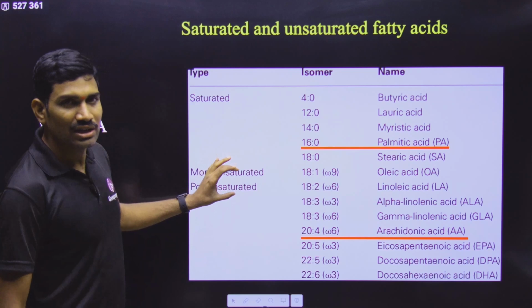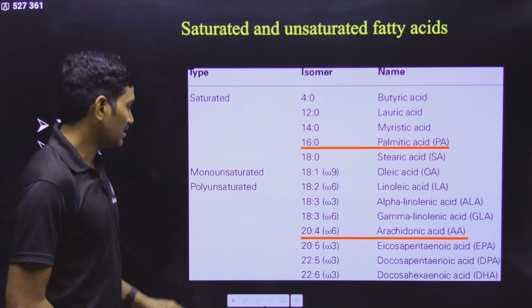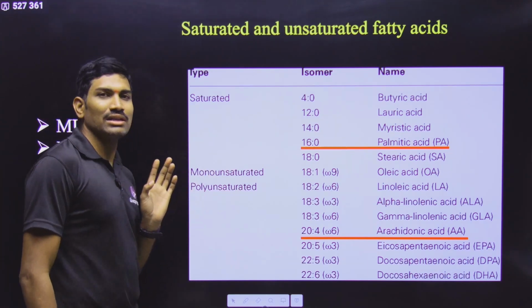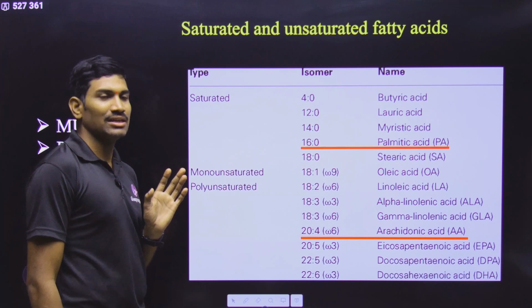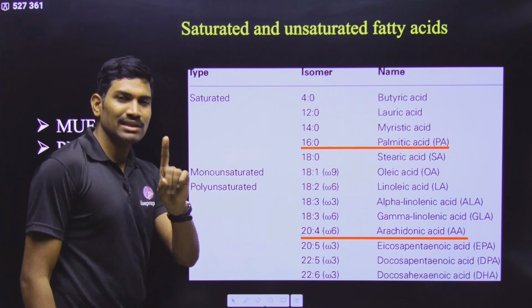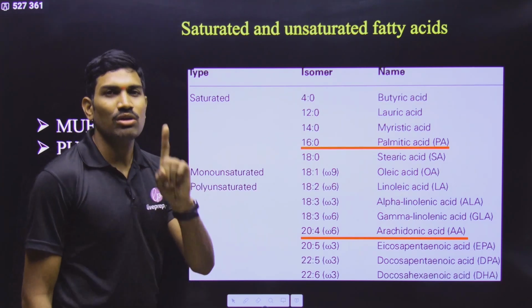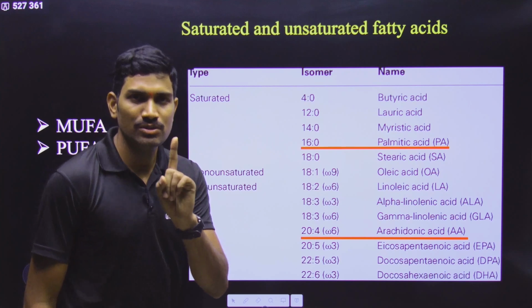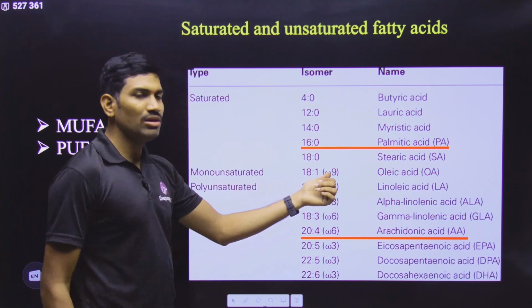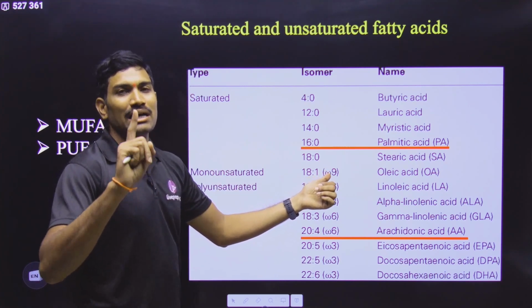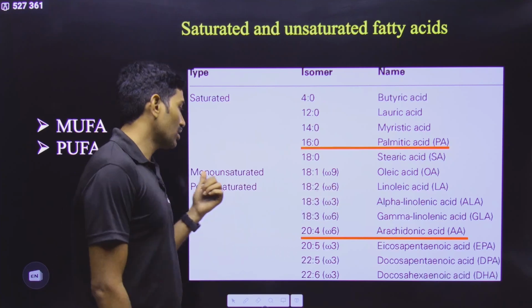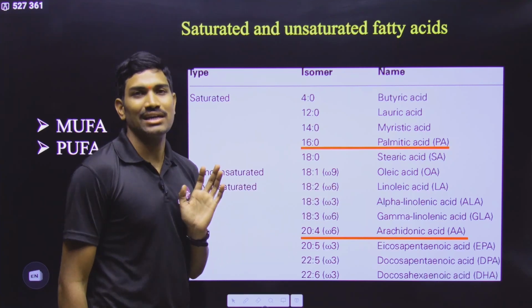And in the unsaturated, again two types of unsaturated are there: mono unsaturated and poly unsaturated. What is this mono? Mono means single. That means in the entire molecule, only one carbon-carbon double bond is present. That's why it is called mono unsaturated fatty acid.